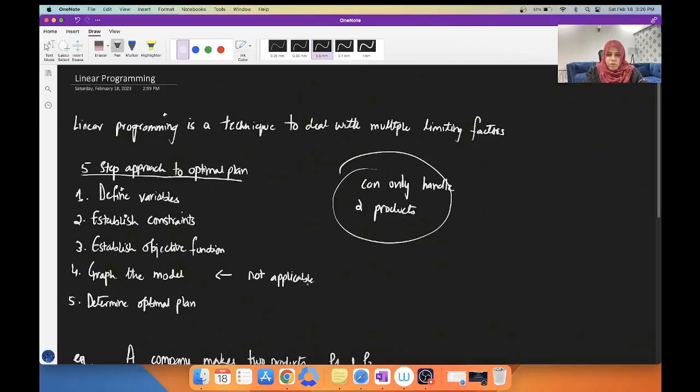Why won't you be doing it? Why won't you make the graph? Because now your paper is computer based, so the graph is not going to appear in that. You wouldn't have to make the graph on the screen. Previously when it was a paper based model, at that time students had to make the whole graph and then solve the question. But right now, since it's a computer based question, you wouldn't have to make the graph. And the fifth thing is to determine the optimal plan.